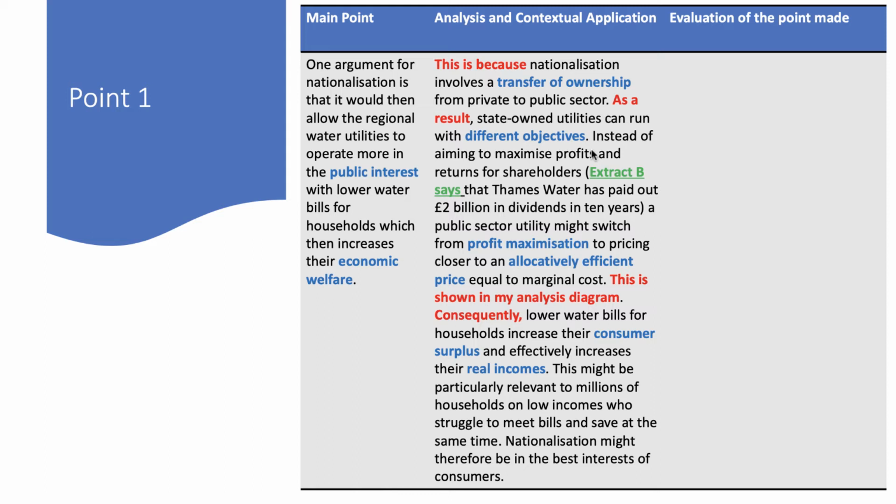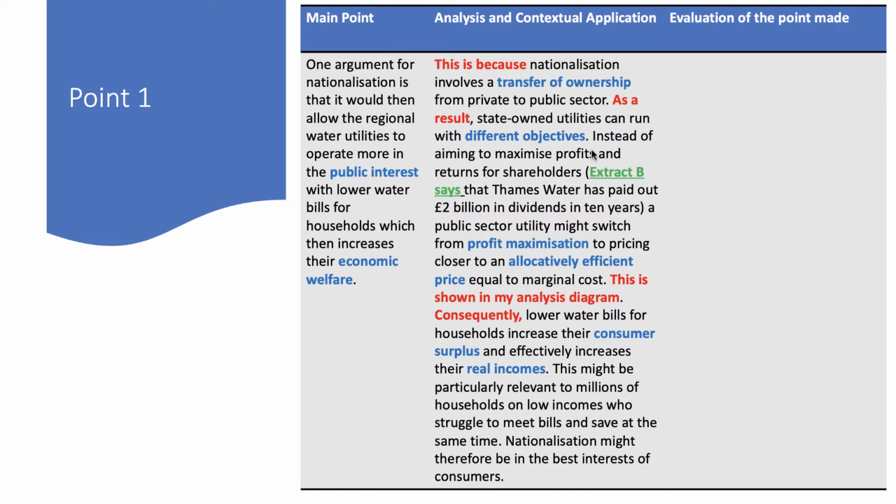So this is because nationalisation involves the transfer of ownership from private to public sector. As a result, government-owned utilities can perhaps operate with different objectives. Instead of trying to maximise profits, for example, they might move towards pricing closer to an allocatively efficient price equal to the marginal cost of water supply. I'm going to show that in a diagram. Consequently, water bills for households will tend to be lower.